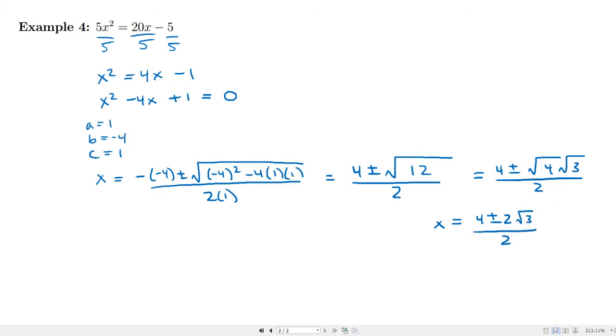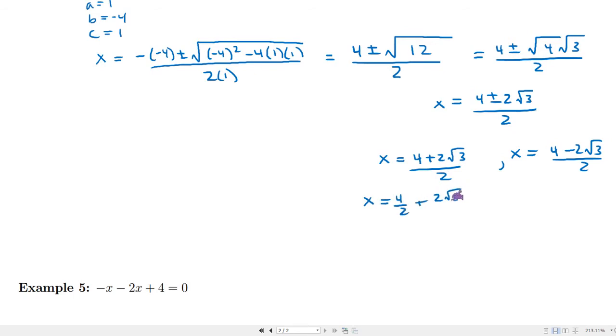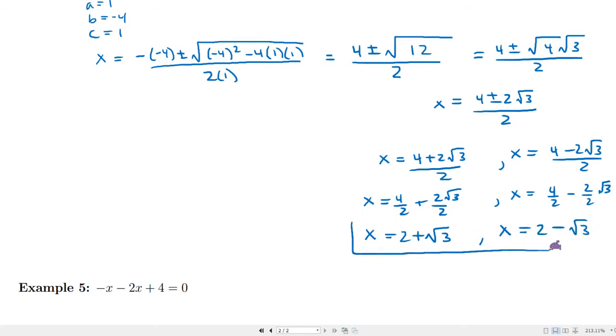And now we can write out our two solutions. So what are we going to have here? So we will have x is 4 plus 2 root 3 over 2, and x is 4 minus 2 root 3 over 2. And this simplifies, right? Because I could divide both of these by 2, like 4 over 2 plus 2 root 3 over 2, x is 4 over 2 minus 2 over 2 root 3. And this is 2 plus 1 root 3, so root 3. And x is 2 minus 1 root 3, so that's root 3. And so we have actually 2 plus or minus root 3 as our solutions.